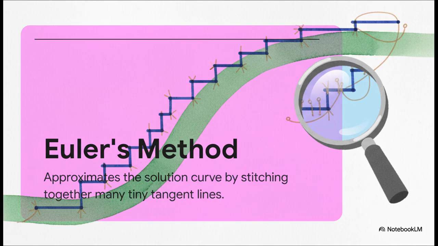You've got to love the core idea here. It's super visual. Forget finding some complicated curvy function. Instead, we're going to cheat a little. We'll approximate the curve by stringing together a bunch of tiny straight tangent lines. It's like we're stitching together a solution.